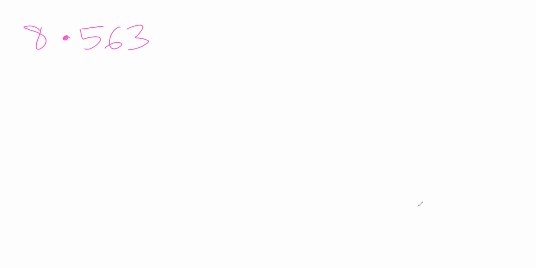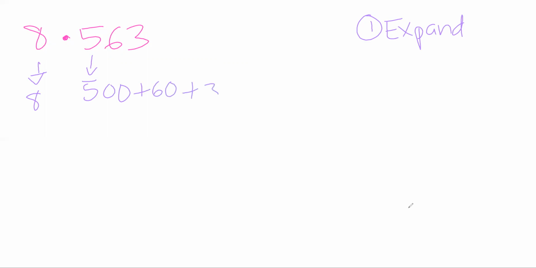Steps don't change. That's the great thing about the box method or the area model, right? The steps don't change. And if you've watched the other videos, we know the first thing we're going to be doing is expanding our values. And we're going to expand those numbers out so that we can create our array, which is the second step. So 8 doesn't expand. It's just 8 in the ones place. But we can expand out 563. So that's going to expand to 500 plus 60 plus 3, right? We're just showing the value of each place value.